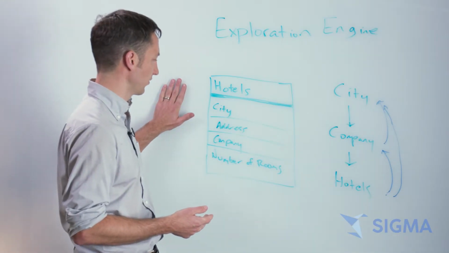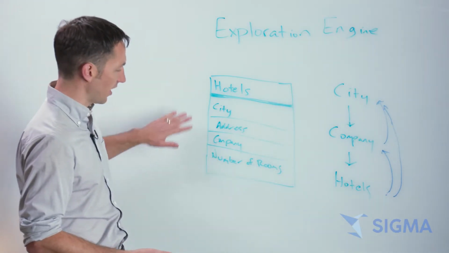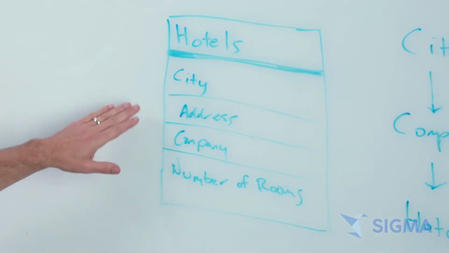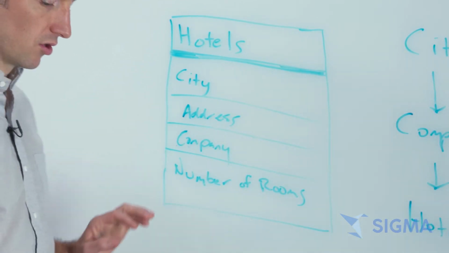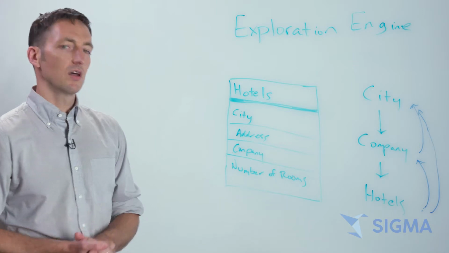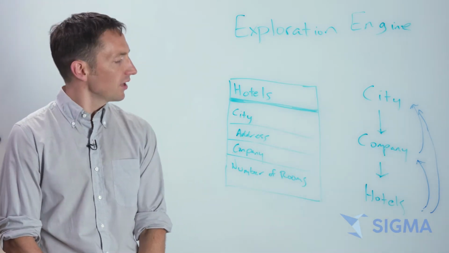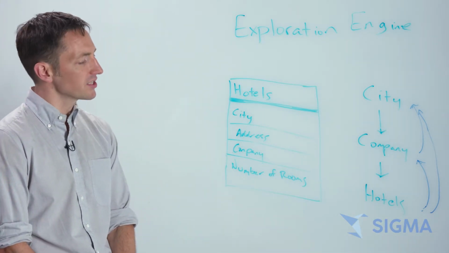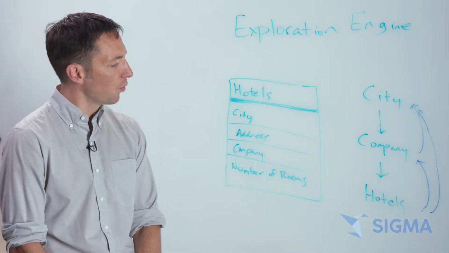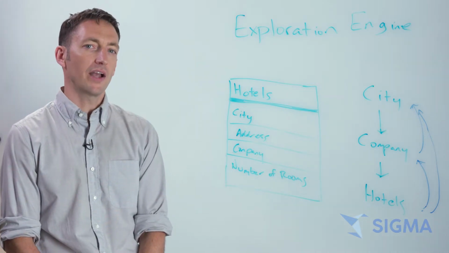So let's take a simple data set. Let's say I have hotels. For each hotel, I have the city it's in, the address, the company that owns the hotel, and the number of rooms in that hotel. So if I start looking at hotels on different levels of granularity, I can quickly come up with interesting questions.